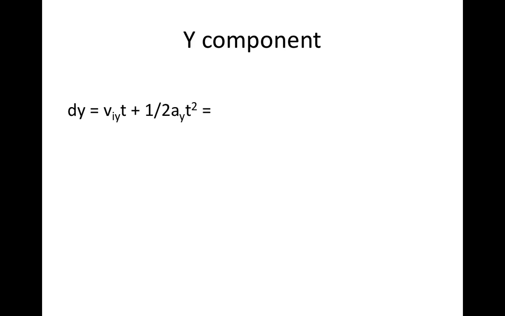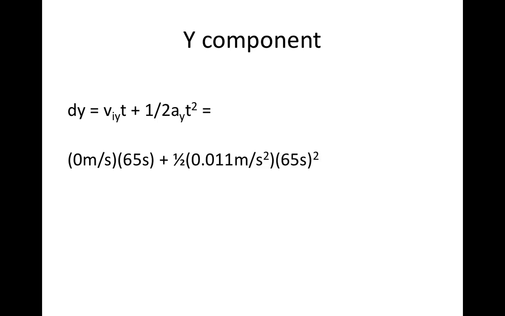And we can do the same thing in the y direction. We can find the displacement in the y direction. And plugging in our values. The y direction, v initial in the y direction is just 0. There is no velocity in the y direction initially. And so it's just a simple equation. And we work it out as 23 meters.